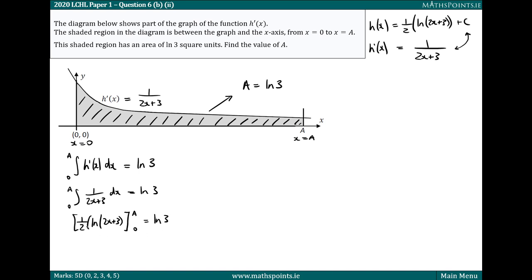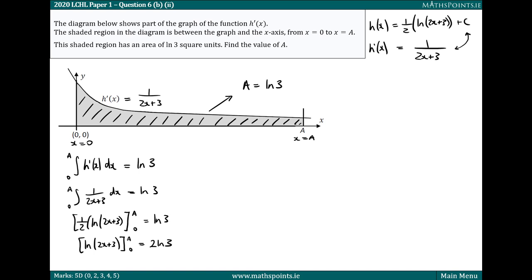So the first thing I'm going to do is, the half is just a constant in this question, so I'm actually going to multiply both sides by 2. And so I'm going to say that the natural log of 2x plus 3 from 0 to a is equal to 2 log 3.